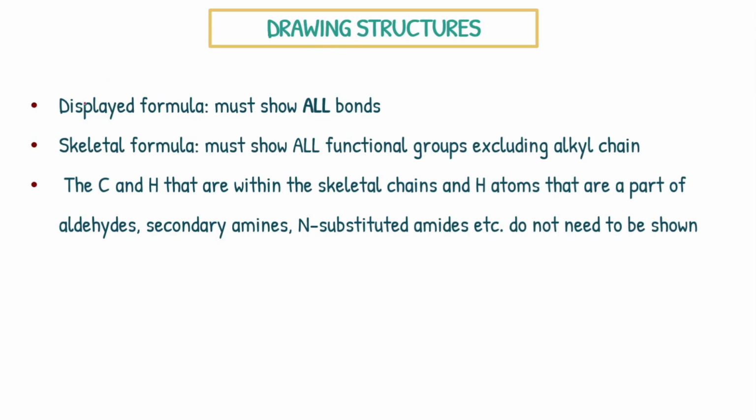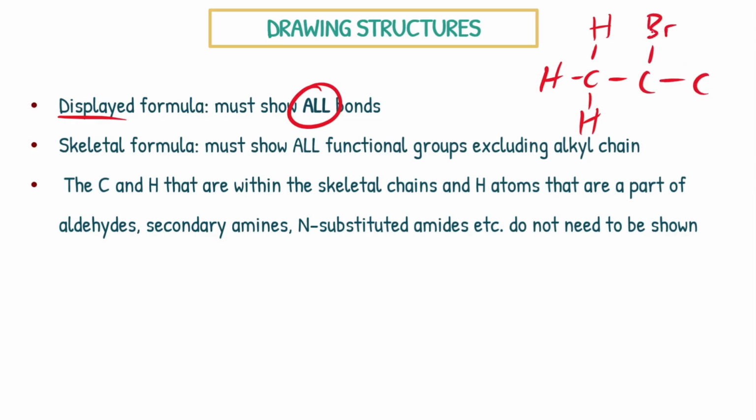Right, next up, drawing structures. Okay, first off here, displayed formula. Hopefully you guys are well familiar with what this is. You simply just have to show all the bonds. So a methyl would be like this, showing every single bond and then carrying on the alkyl carbon chain, chucking a cheeky bromide there, something like this. I'm not going to spend any more time on this, but hopefully you guys know what displayed formulae are. All good to go there. Let's rub this out.